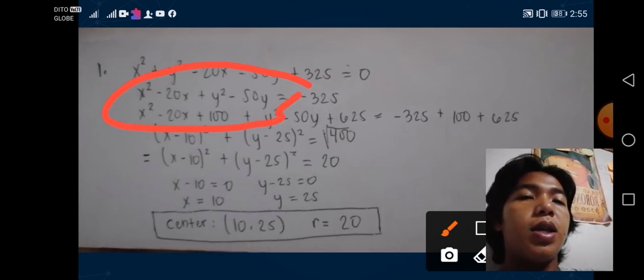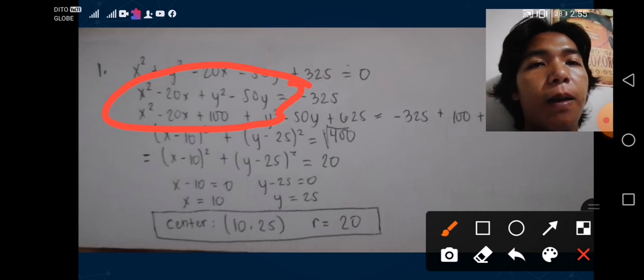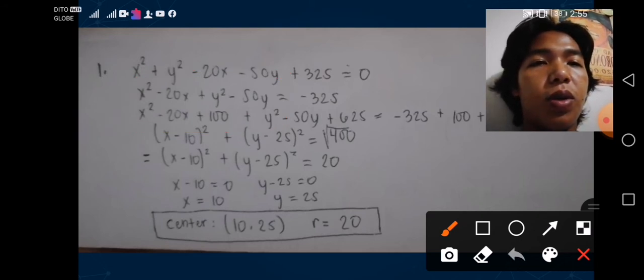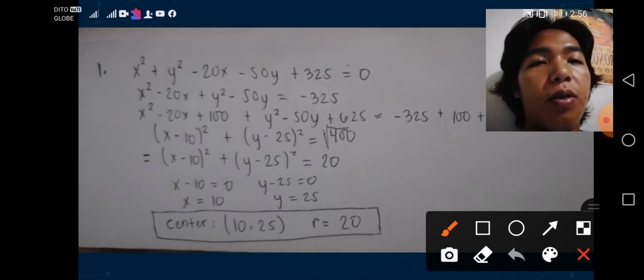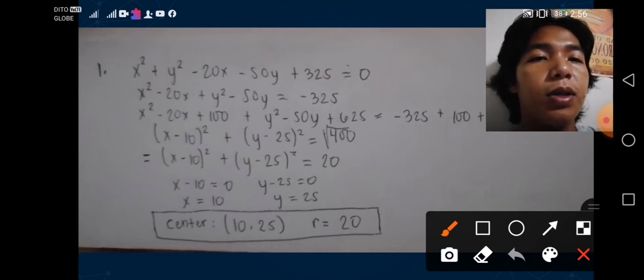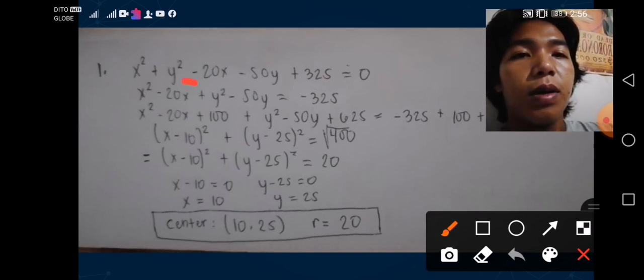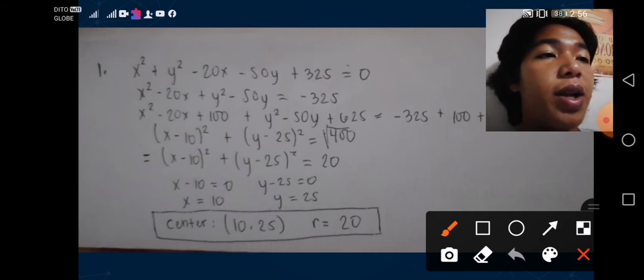So we can arrange the equation as x squared minus 20x plus y squared minus 50y, so we can properly turn this into a perfect square. So, x squared minus 20x plus y squared minus 50y equals negative 325. We need to apply the completing the square rule. So, x squared minus 20x plus 100. We get the 100 by taking 20 divided by 2, which is equal to 10. Then 10 squared is equal to 100.